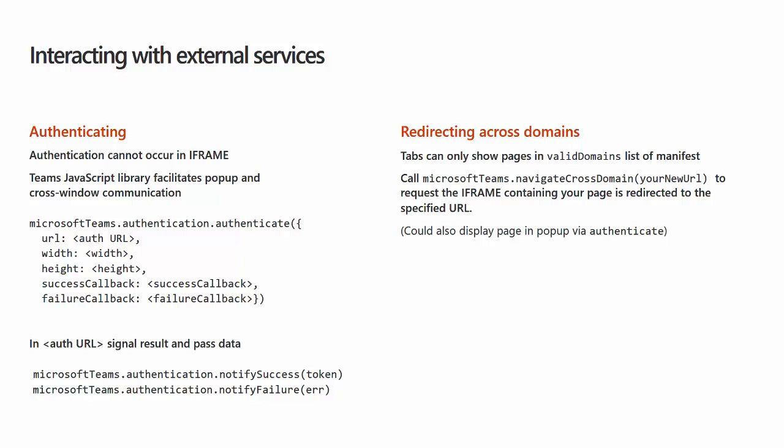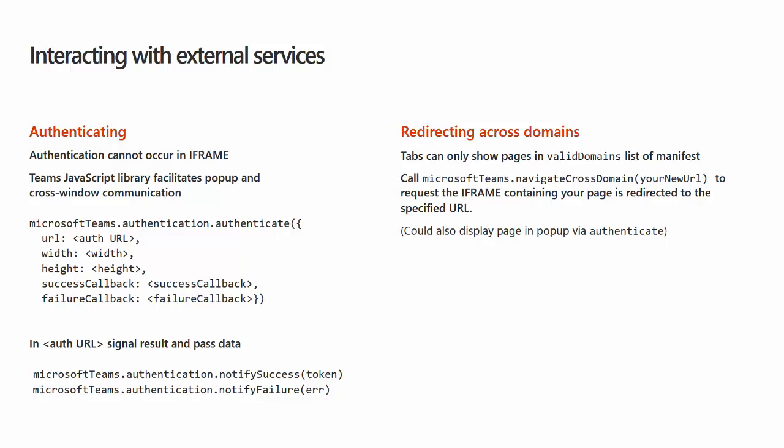That auth URL is a page that you provide. It's displayed in the top level iframe. And in that page, you can then redirect to Azure Active Directory or use whatever authentication mechanism you see fit. That auth URL is a page that you control, and you can then notify the Teams application of a success or a failure. Typically what you would do is some type of token acquisition inside this auth URL page, and once you have the token, you can pass it back to the Teams application through the notify success method.